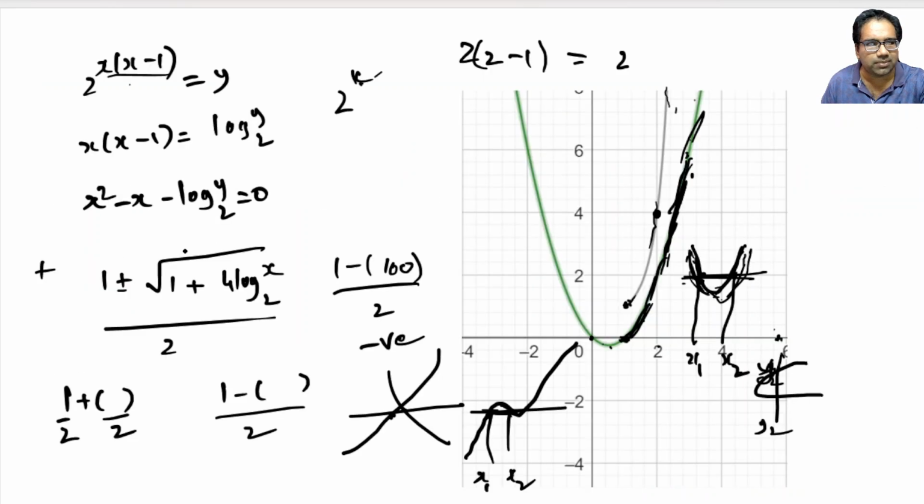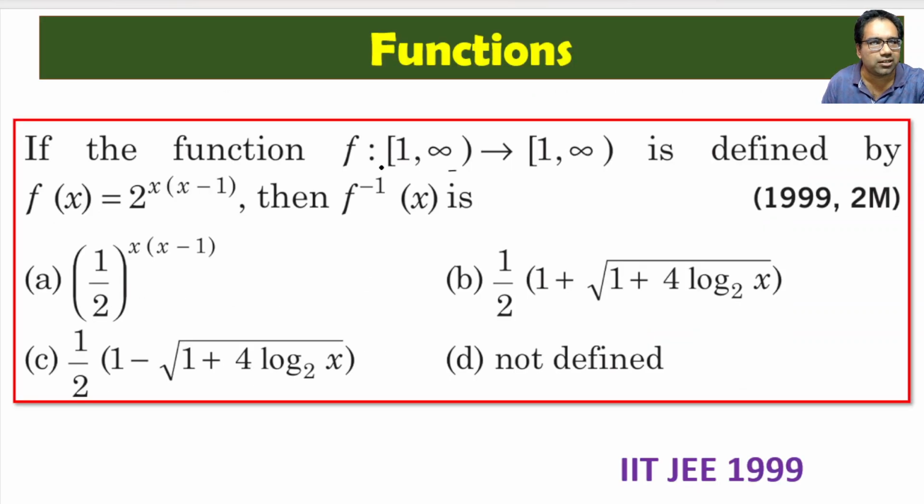Correct inverse because only one plus we can take, because otherwise if we take one minus of this thing, then the result is negative. Result negative is not in our range. Okay, very simple problem. Just basic understanding of inverse functions is required, basic understanding of how an inverse function behaves.